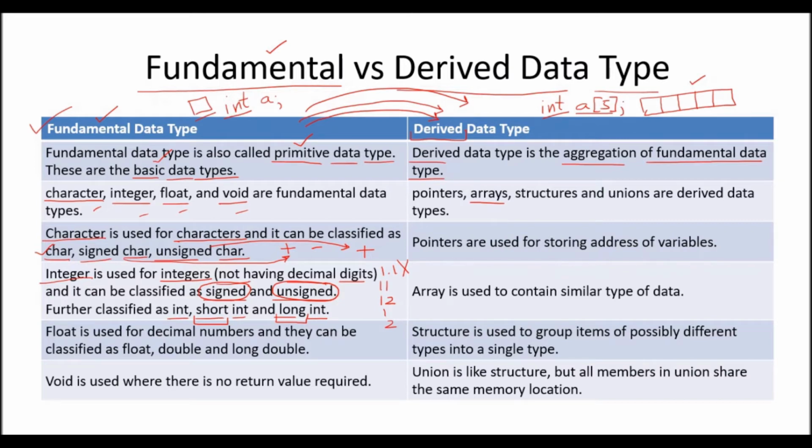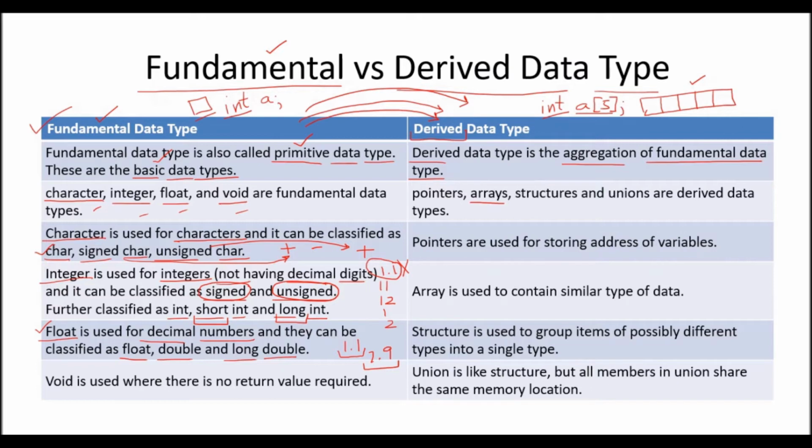Further, the next one we have is the float. So float is used for decimal numbers. All those numbers which could not be stored in the integer can be stored in float, like floating point 1.1, 1.7, 7.9. All these floating point values can be there. So decimal values can be stored and they can be classified into float, double, long double. So float, double and long double come under the float. That's why we are not taking double as a separate data type.